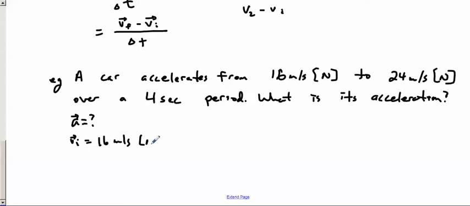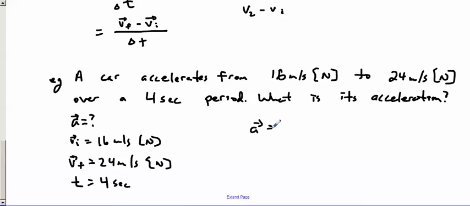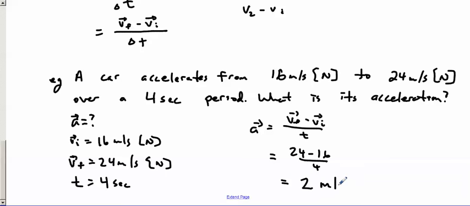Now remember what you need to do in all of these questions to get full marks. You have to write out your given properly. The time it takes is 4 seconds. So I'm going to write out my formula, Vf minus Vi, make those vectors, over t. I plug in, I'm going to get 24 minus 16 over 4, which is 2 meters per second squared. And the direction is north.